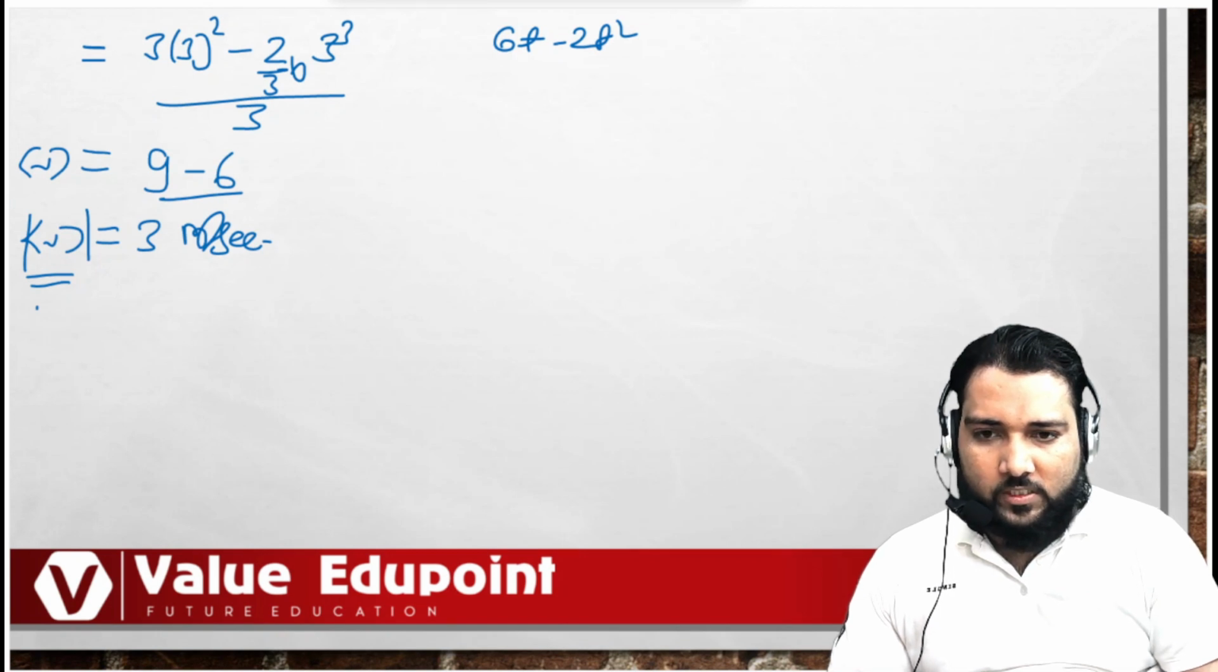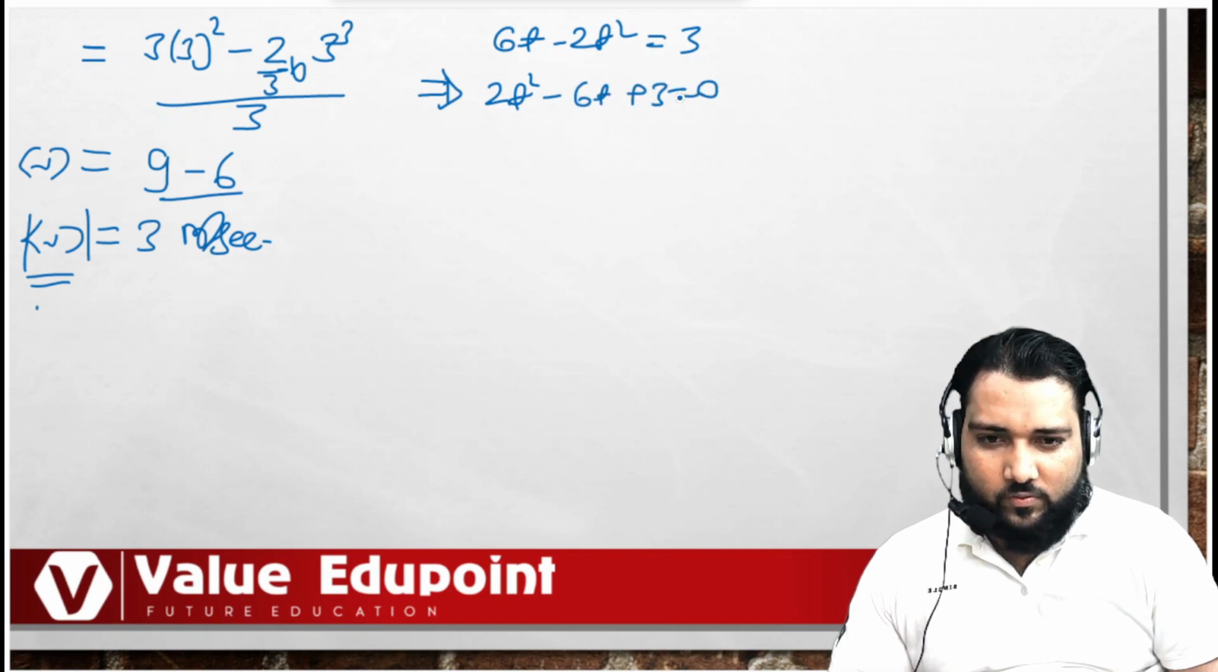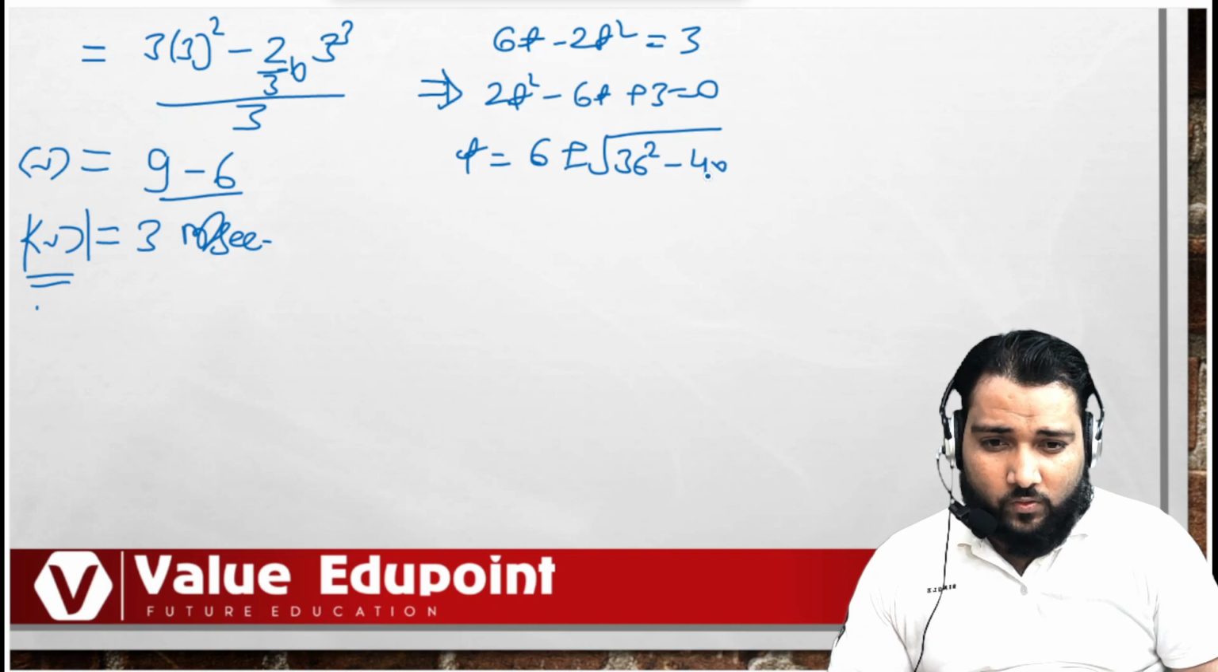So this expression will be equal to the average velocity. You can see this is a quadratic equation in terms of t. We can arrange it this way: 2t square minus 6t plus 3 equals 0. When you solve it, t equals minus b plus minus root of b square minus 4ac, upon 2a, that will be 4.